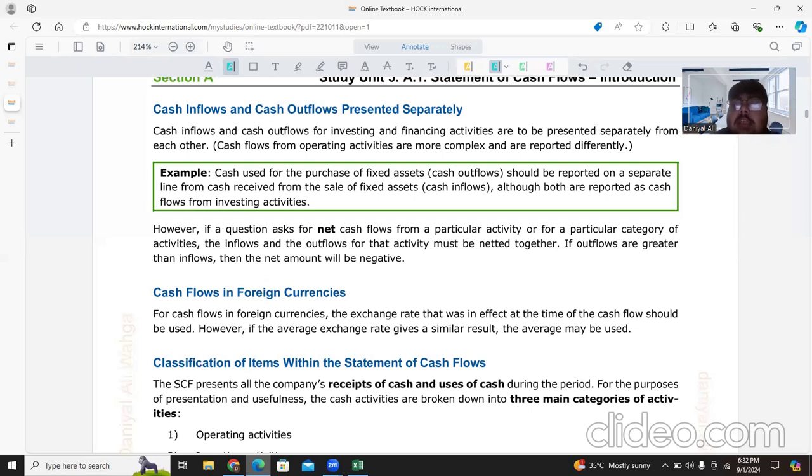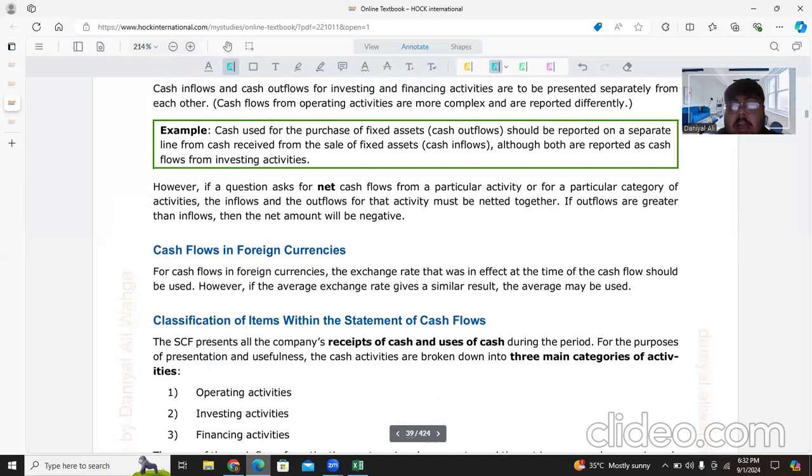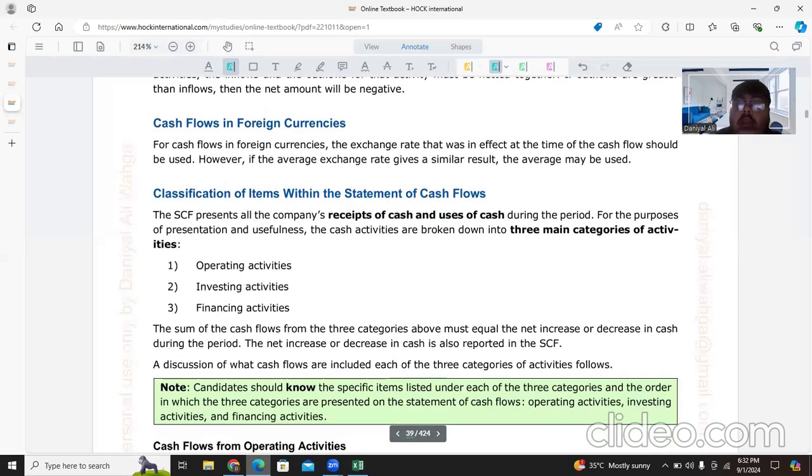Classification of items within a statement of cash flows. As stated earlier, you have operating, investing and financing activities. All of these uses and sources must equal the net increase or decrease in cash and cash equivalents. The net increase or decrease in cash is also reported in the statement of cash flows.